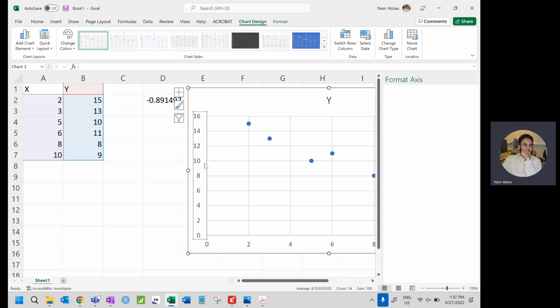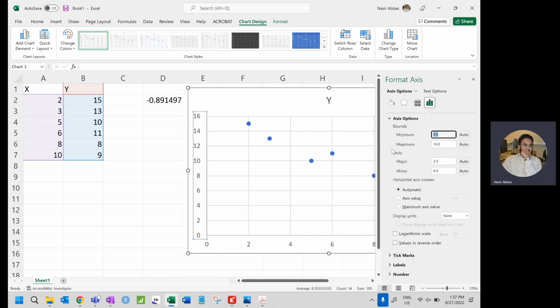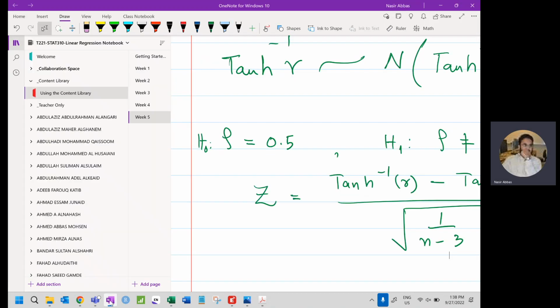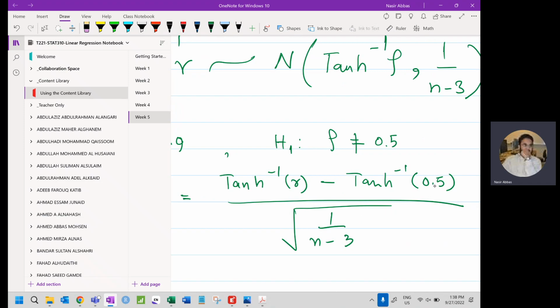Is it clear? Up to this point, the descriptive measure. Look at the data. Clear up to describing the strength of linear association. Now let's say I want to test that rho is 0.9. This is the hypothesis. So what I'll do is I'll take tanh inverse of R minus tanh inverse of 0.9 over the square root of 1 over n minus 3.